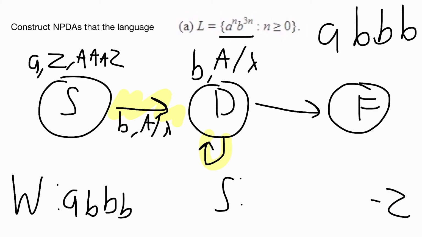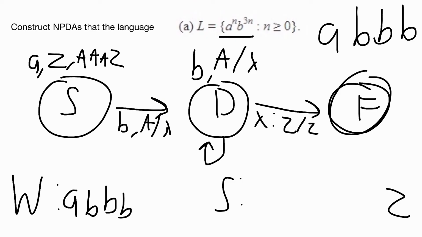And we must progress on. Since we only have a Z in the stack, the only thing we could do is do nothing, that takes away a Z and adds in a Z, and that gets us to the final state.